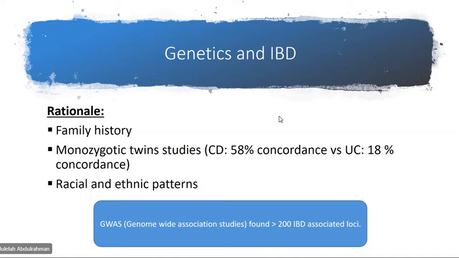The genome-wide association studies, and lately the whole exome sequencing studies, have found even up to 300 IBD association loci, and they are not just etiology or loci. If you have them, then you will have the disease. It's kind of an association, whether you have a poor outcome or will have resistance to certain medications. So overall, the genetic studies have shown some possible association.